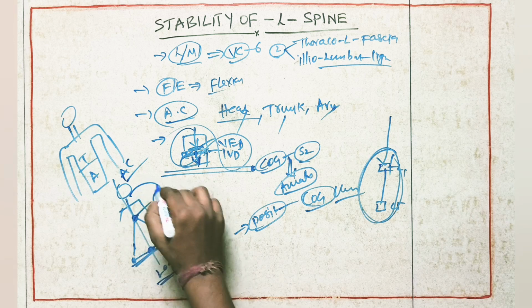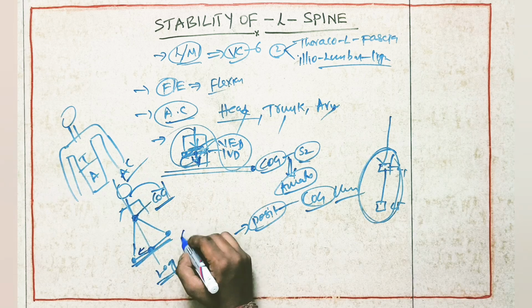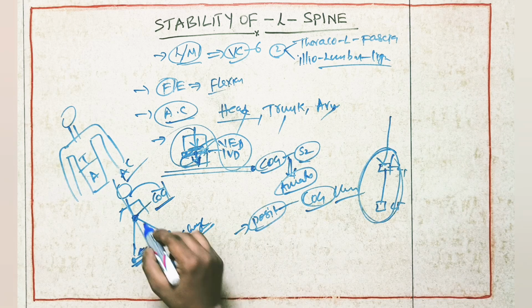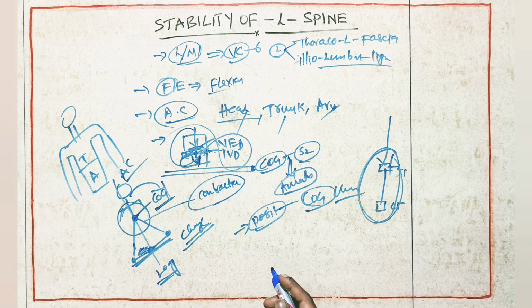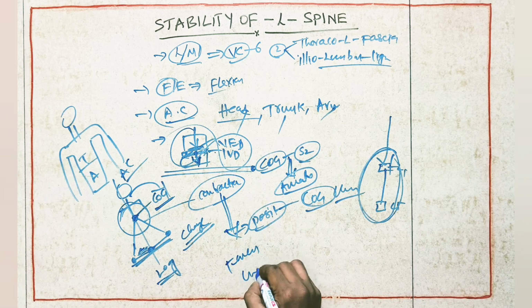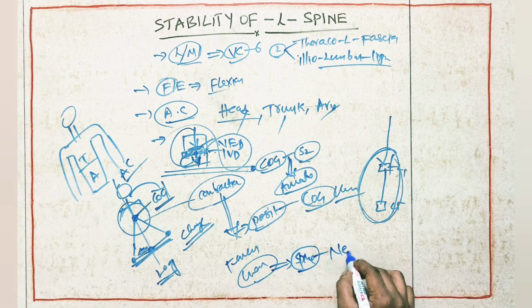Okay. Suppose the patient bends like this, so then what will happen? The line of gravity position will change. If the line of gravity position changes, then some muscles will contract. If the muscles are contracting, then a kind of forces are generating inside the body to keep the spine in neutral position.